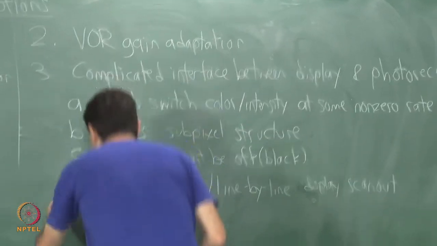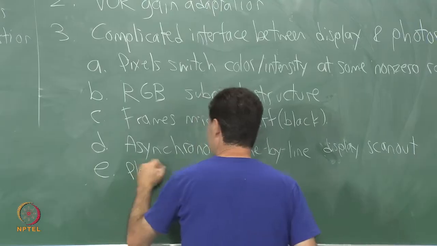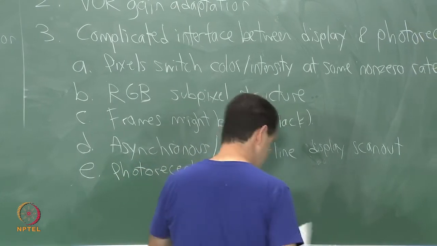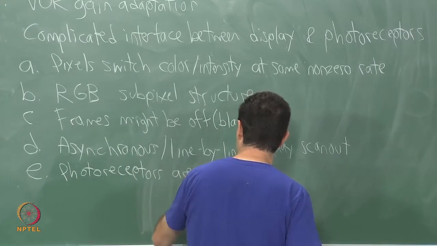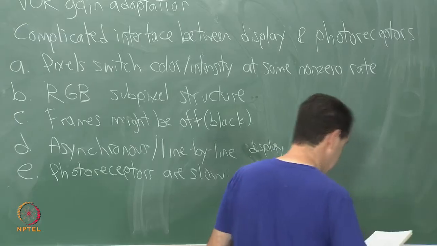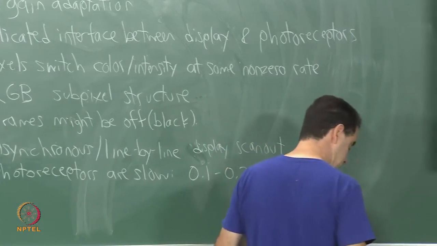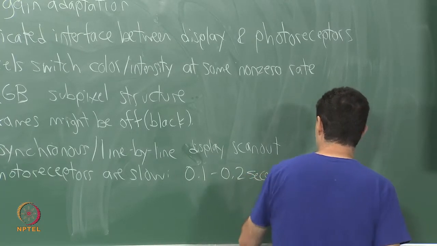Let's see what else is going on. E, your photoreceptors, so the input pixels, are actually quite slow to respond. It takes them about 0.1 to 0.2 seconds to respond.